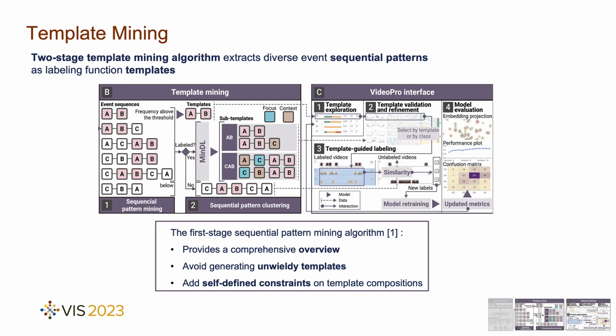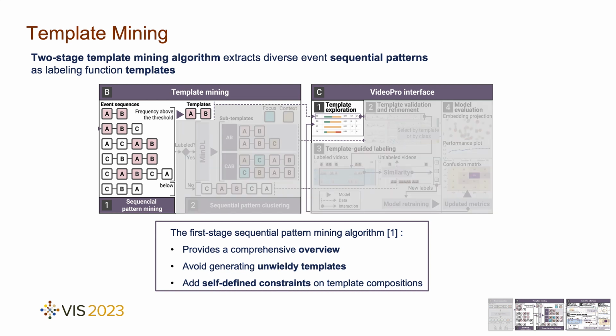Considering the diversity and complexity of event sequential patterns, a 2-stage template mining algorithm is proposed to extract diverse event sequential patterns as labeling function templates. In the first stage, the sequential pattern mining algorithm extracts sequential patterns, which serve as potential labeling templates for programming. This algorithm provides a comprehensive dataset overview, and the users can add self-defined constraints such as event continuity and dependency.